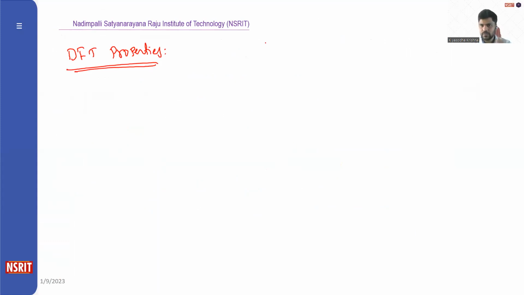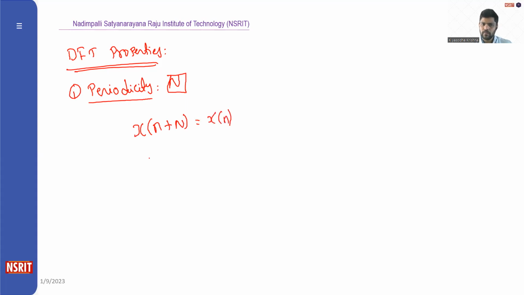The first property is periodicity, where the period is capital N. The property means x of n plus N equals x of n, and similarly x of k plus N equals x of k. So these two are the periodicity.